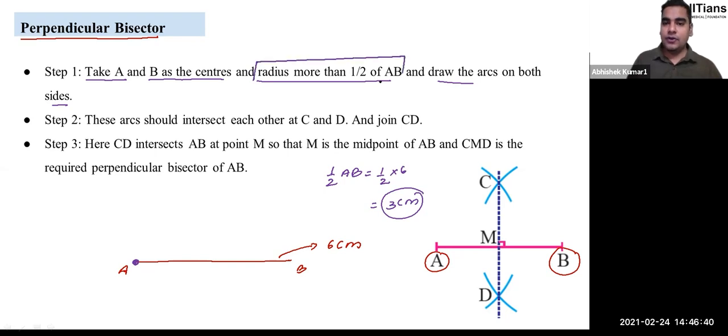This is an important point here, right? You have to choose an arc whose radius is more than half of AB, and AB is 6 centimeter here. So half of AB is 3 centimeter. That means the radius of the arc must be more than 3 centimeters. So let's say we selected that. After doing that, considering A as a center, you have to mark one arc here above AB and one arc here below AB. Is that clear? That is your very first step that you have to do. Clear?